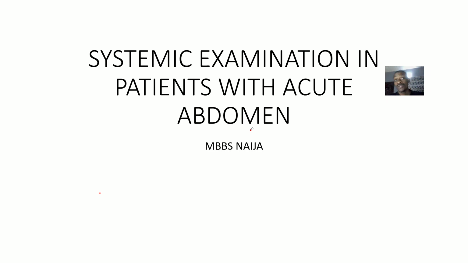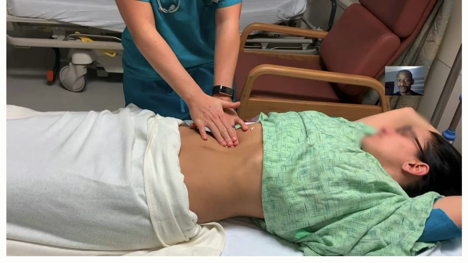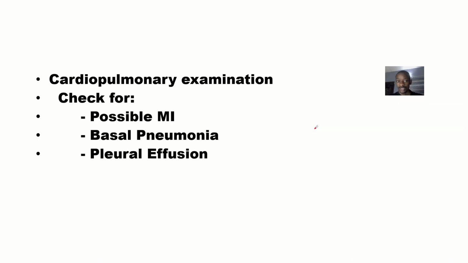When you are doing systemic examination in patients with acute abdomen, what are the things you should be looking out for? If you are examining the chest, that's a cardiopulmonary examination. You know that the chest is closest to the abdomen, so you have to always check the chest, because things from the chest can also cause acute abdomen.